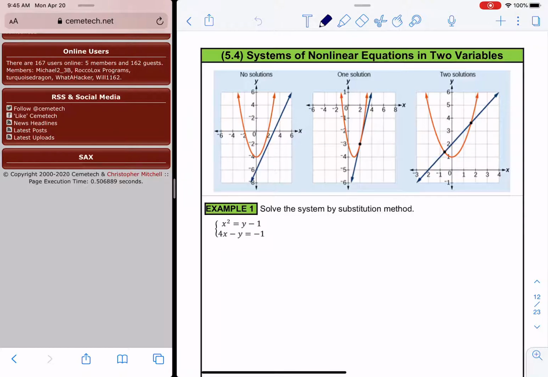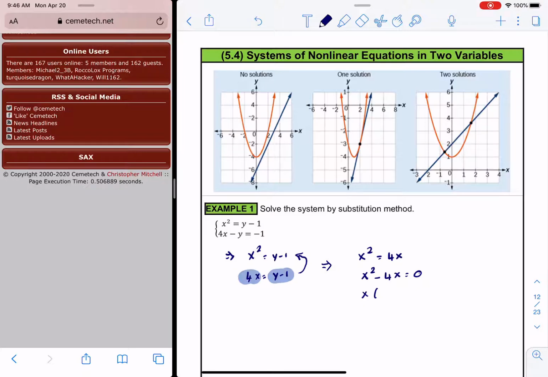Now I could do this by the substitution method, where the second equation I could rewrite as 4x equals y minus 1. But now the second equation tells me that y minus 1 is equal to 4x. So I'm going to take that information and plug it in the first equation, which should imply x squared is equal to 4x. So x squared minus 4x would equal 0, which would mean x is common.